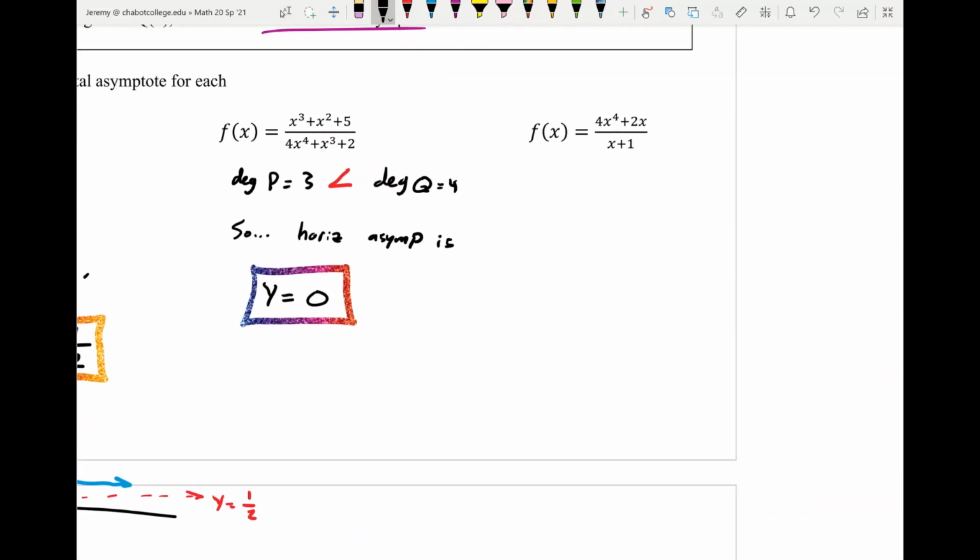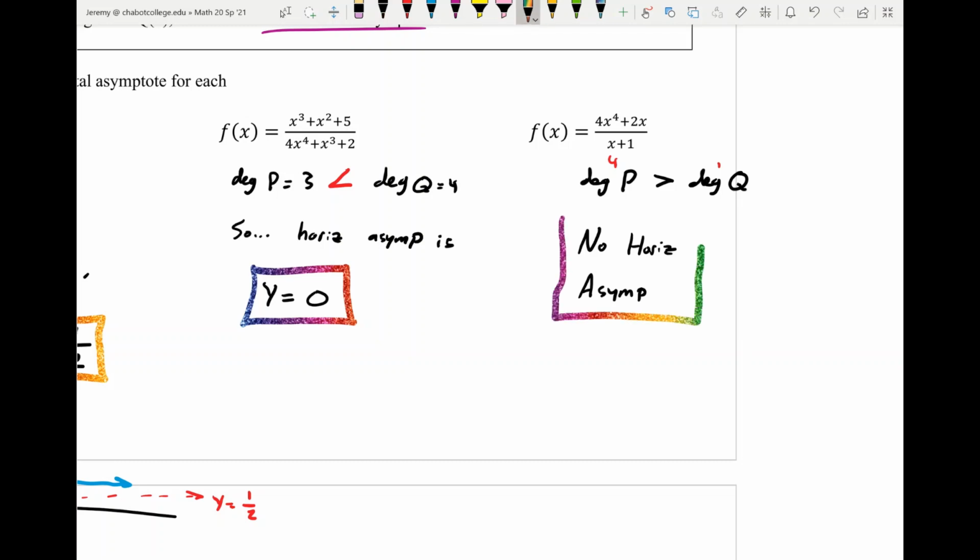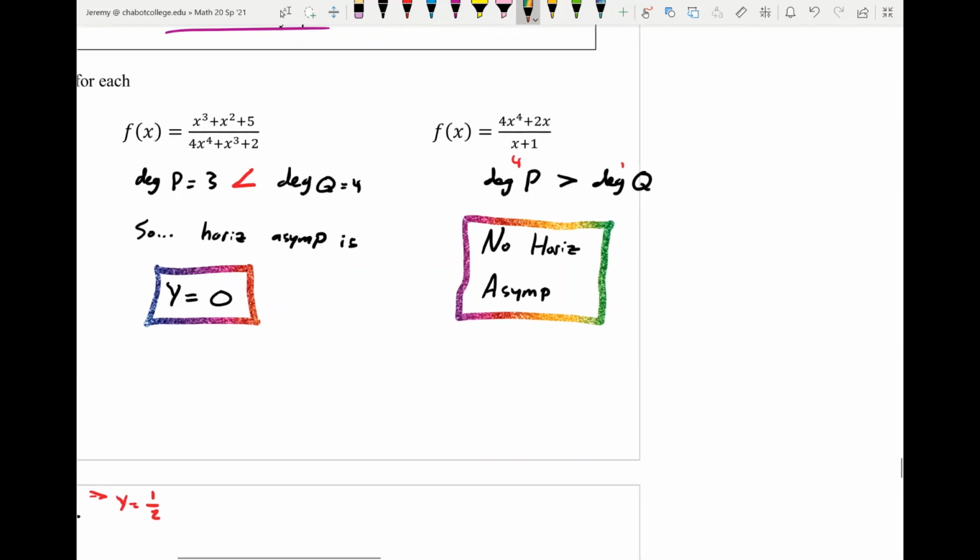And this last one, we can see that the degree of the numerator is going to be 4, and that's going to be greater than the degree of the denominator, which is going to be degree 1. So 4 is greater than 1. So that means that there is no horizontal asymptote. Okay.